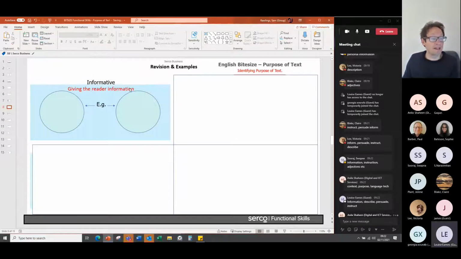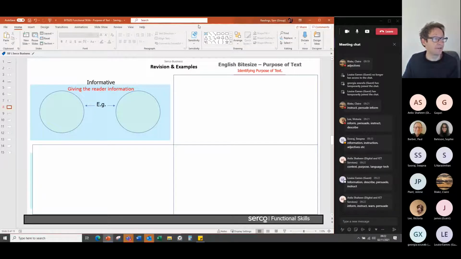So when we think of purpose of text, we think of what is the point of the text? Why has it been written? Well, there are 4 main reasons. It might have been written to inform, to give the reader information. So this could be, for example, timetables or something like Wikipedia. So these are all informative texts.